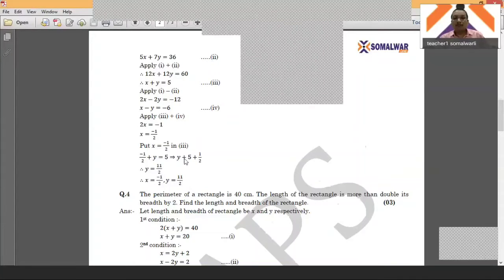Okay, so here is one printing mistake, actually it is not a mathematical mistake. It should be y is equal.